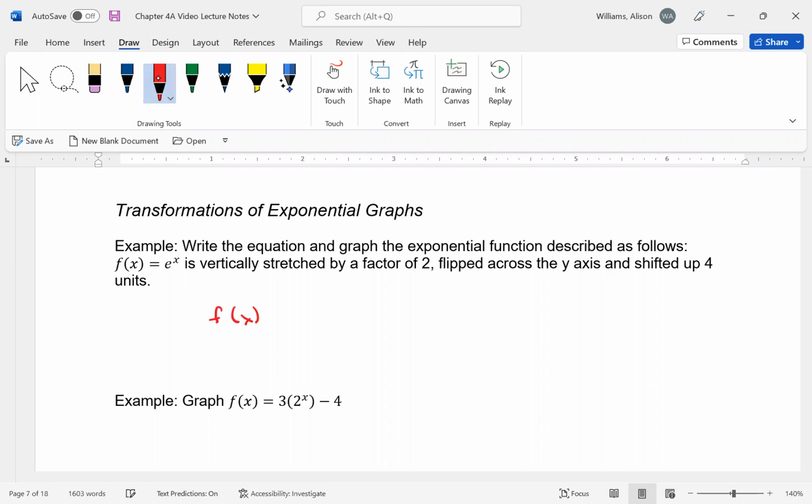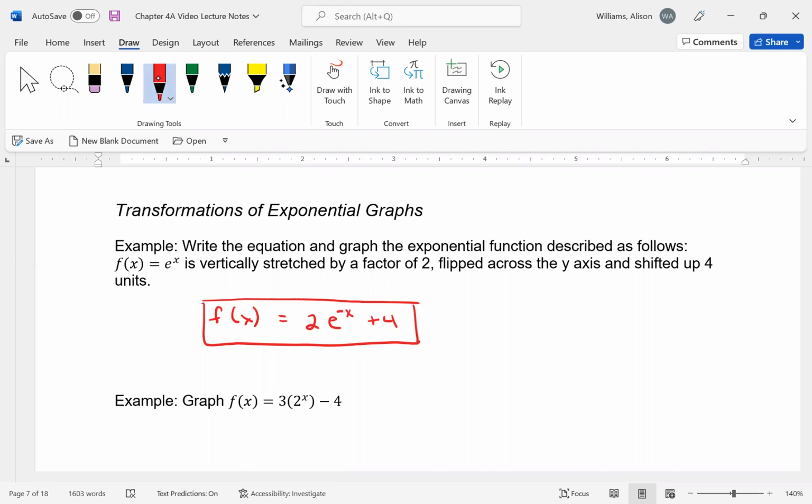A vertical stretch is always multiplied in front. So we have a vertical stretch of 2. And since it's flipped across the y-axis, that makes it negative. And shifted up 4 units, that means we're adding 4. Oh, I just realized, if it's flipping across the y-axis, the negative is not going to be in front of the whole thing. A negative in front of the whole thing flips it over the x-axis. The y-axis flipping happens when you put a negative in front of the x value, not the y value. So that's where the negative is actually going to be.